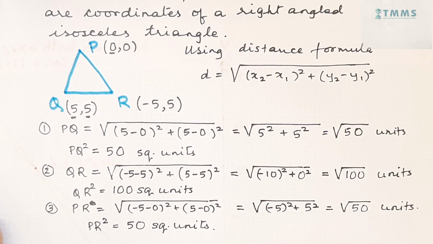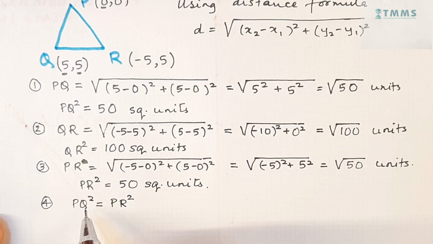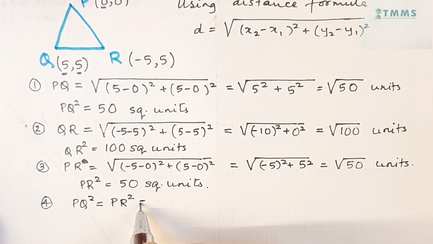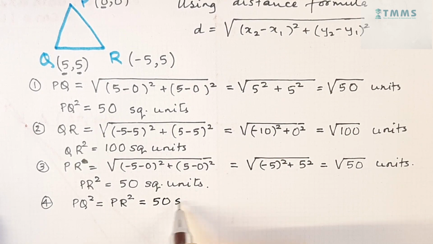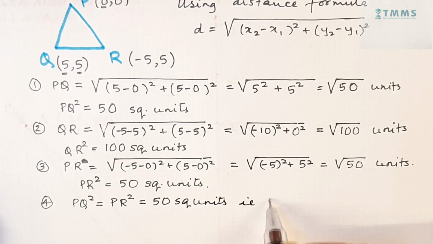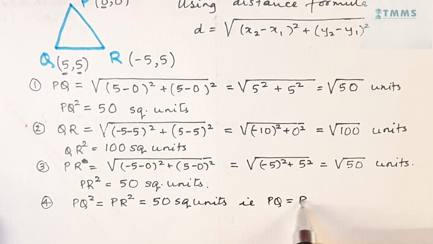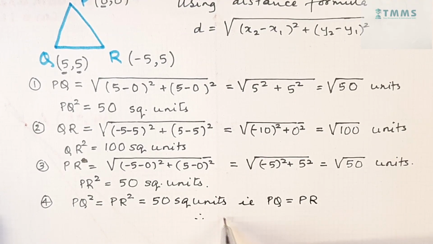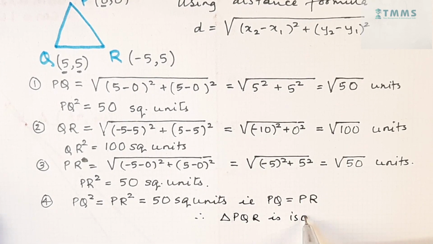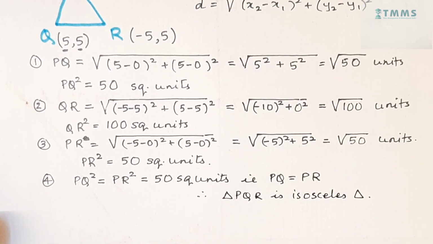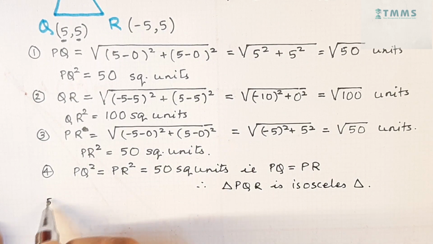Now we have to prove that it's an isosceles right triangle. So statement number 4, we say PQ square equal to PR square is equal to 50 square units. That is PQ equal to PR. Therefore, triangle PQR is isosceles triangle. Then we come to fifth statement.